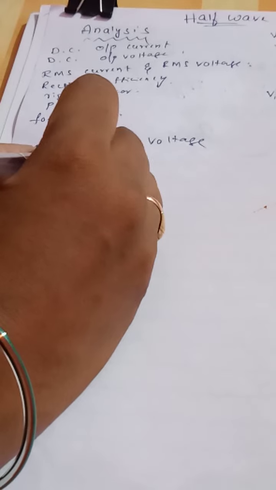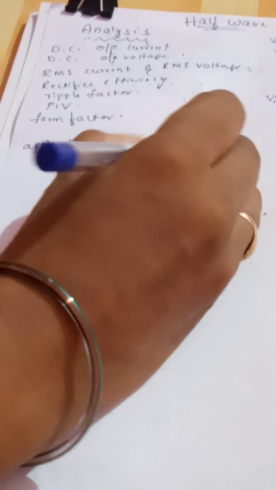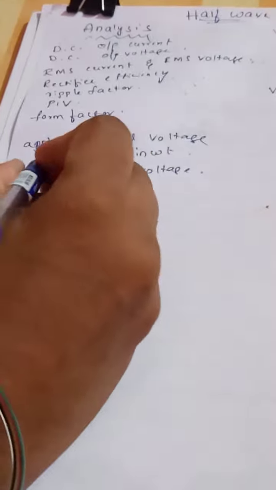So first, let the applied signal voltage be Vi, okay, and this Vi is given as Vm sin omega t, where Vm we call the maximum voltage, okay. Let i be the current in the diode.